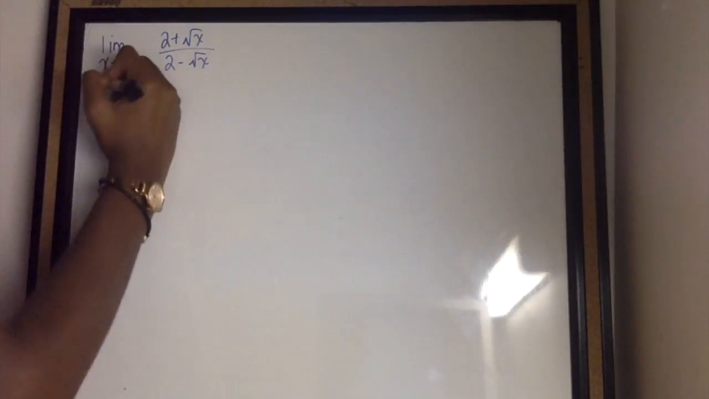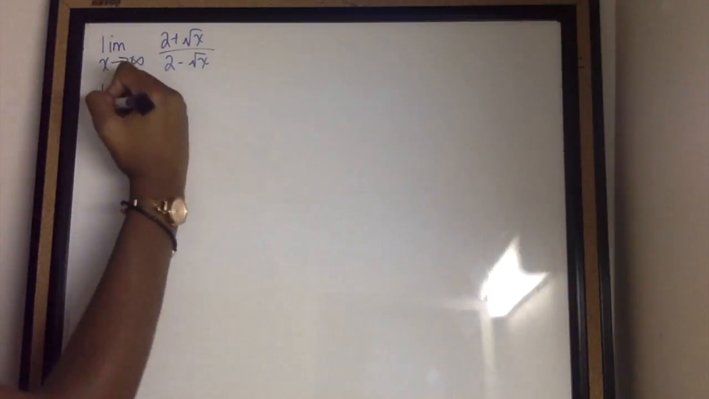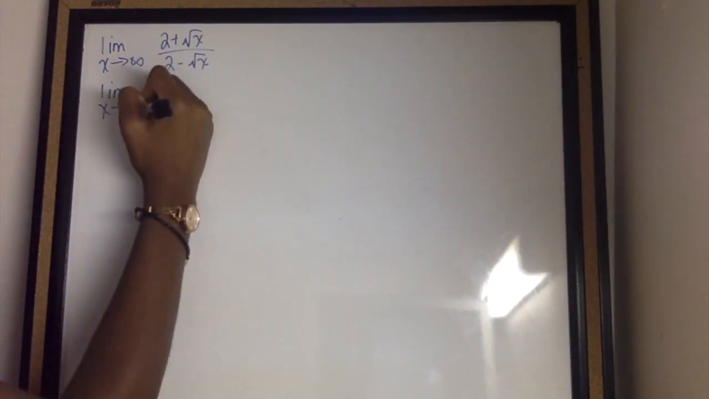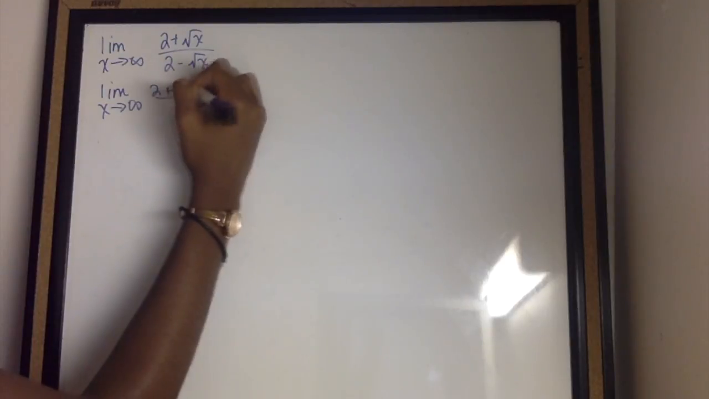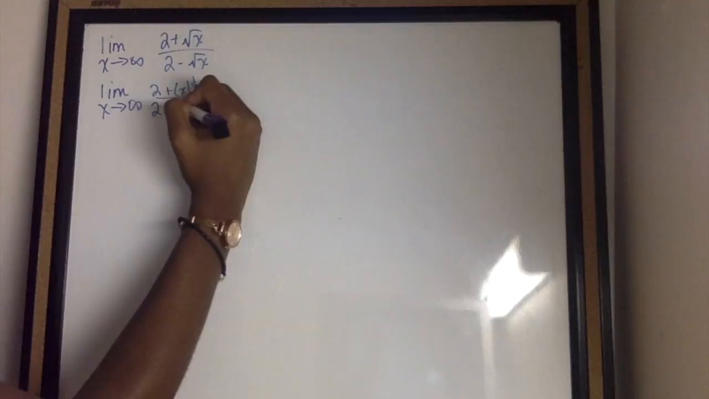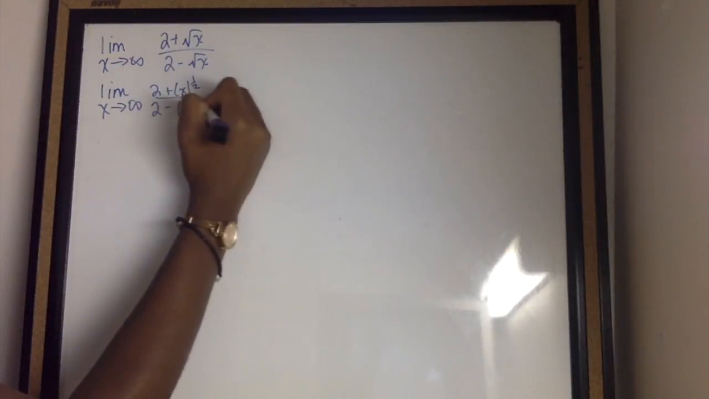The next problem we have to solve is the limit as x approaches infinity of 2 plus the square root of x divided by 2 minus the square root of x. The first thing we can do is rewrite this problem as the limit as x approaches infinity of 2 plus x to the 1/2 power over 2 minus x to the 1/2 power.